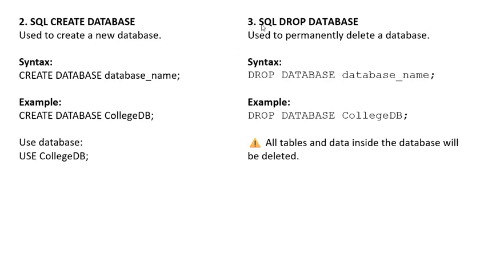Third is drop database, which is used to permanently delete the database. The syntax is DROP DATABASE followed by the database name and a semicolon. For example, DROP DATABASE college_db; and all the tables and data inside the database will be deleted.